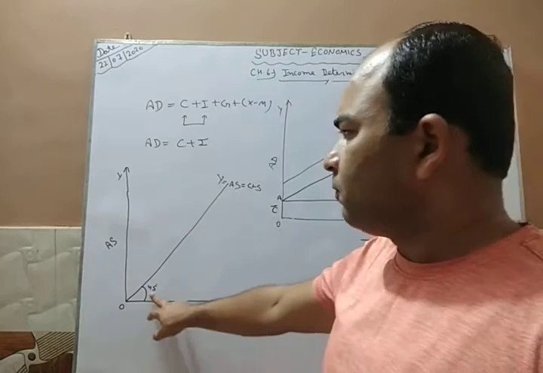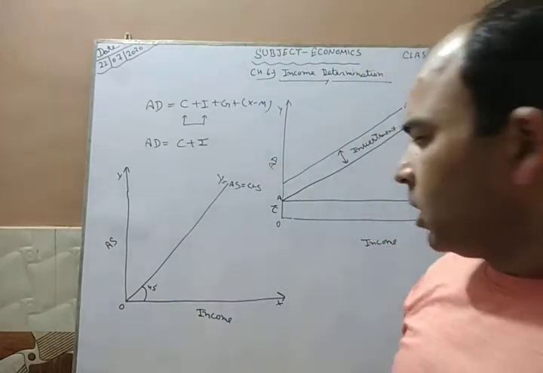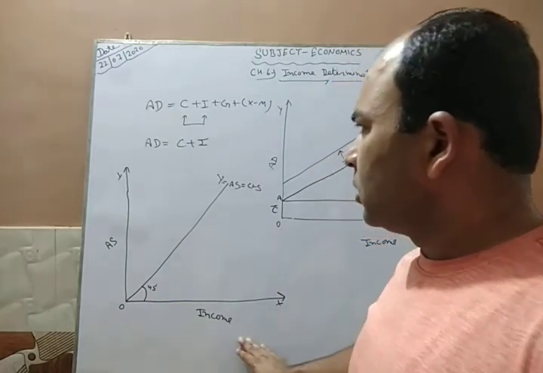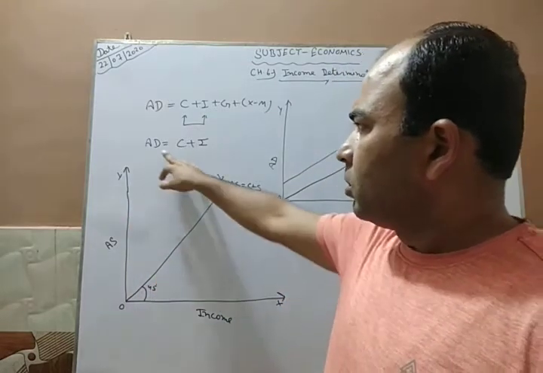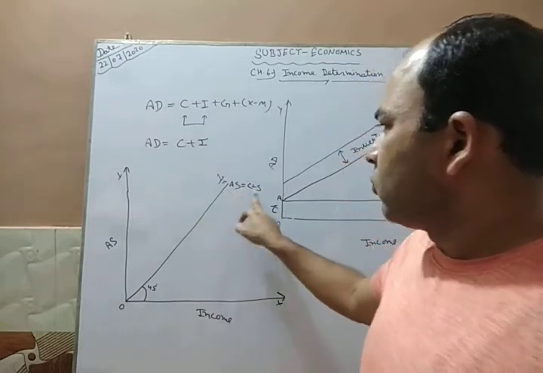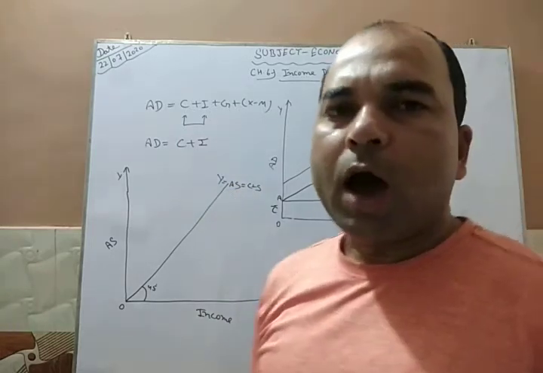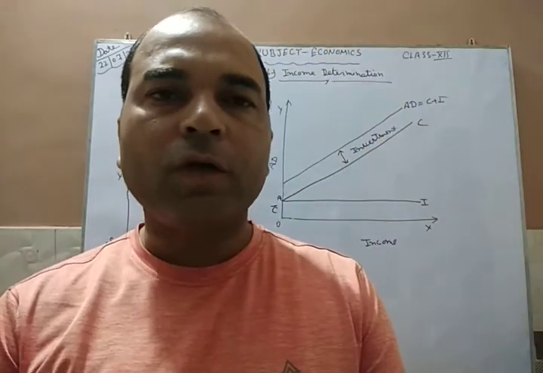Students, why is it a 45 degree angle? Because if income is increasing, then aggregate supply is also increasing. Because aggregate supply has two components, C plus S. I hope this is clear to every student.